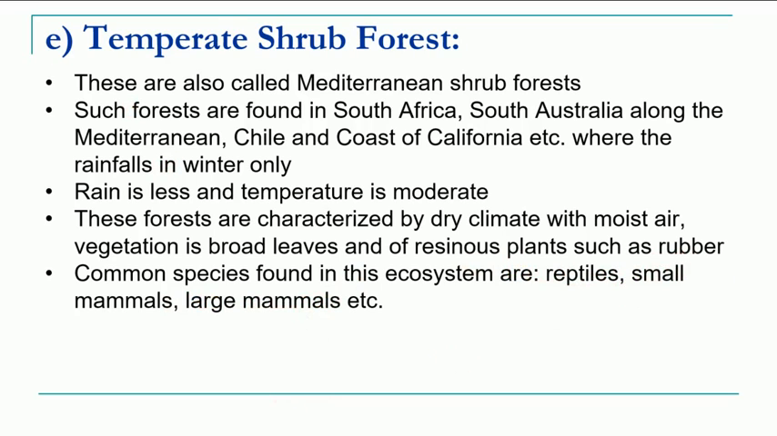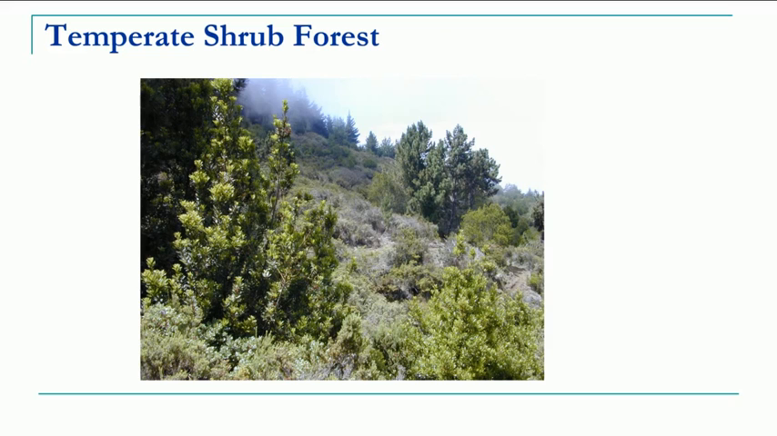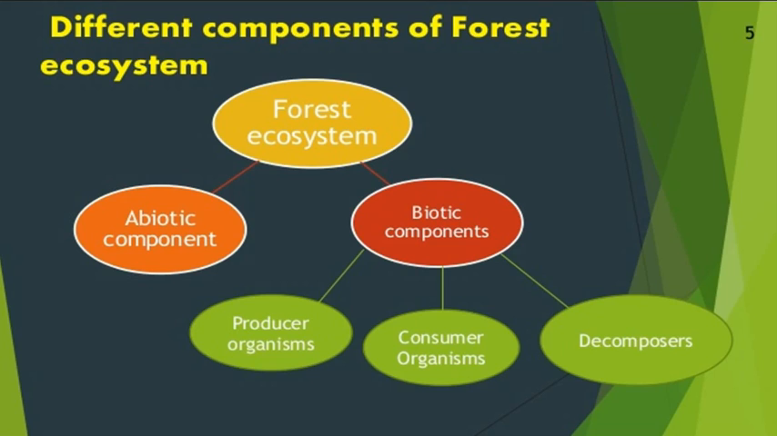So this is all about the temperate shrub forest. In this picture you can see a typical shrub forest. You have the shrubs and grasses, but the large growing major trees are absent in this temperate shrub ecosystem.